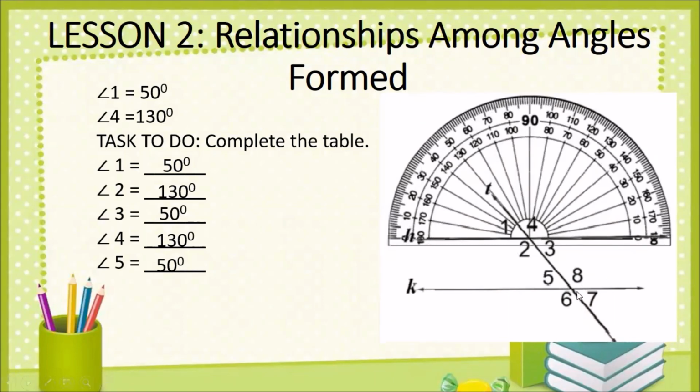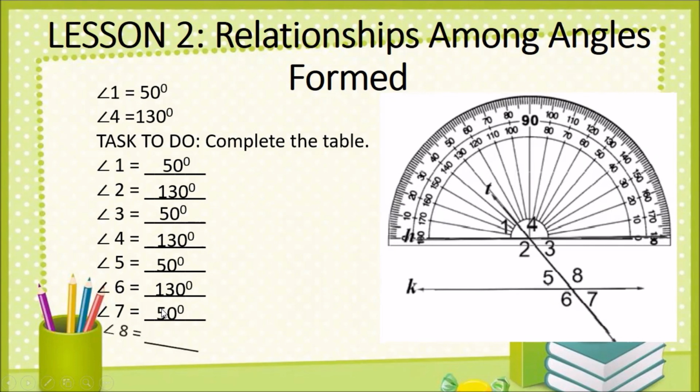Now, since 130 is the measure of angle 8, its opposite angle, angle 6, is equal. They are congruent. The measure of angle 6 is also the measure of angle 8. So if angle 8 is 130 degrees, therefore the measure of angle 6 is also 130 degrees. Angle 7, the opposite of angle 7 is angle 5. So the measure of angle 5 is 50 degrees. Therefore, the measure of angle 7 is also 50 degrees.